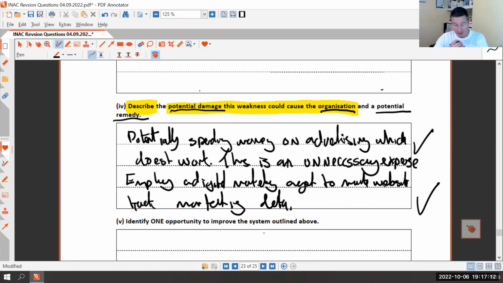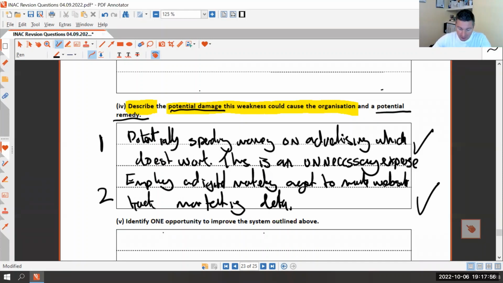I mean, there are other weaknesses in there as well. But you see here we've got one point, which is the potential damage to the organization. The potential damage is not that we can't track customer data. That is the cause of the damage. It is not the damage. The damage is wasting money on advertising. Well, no, that is one potential damage. There are others. And then the second point is employ someone to fix it, really. So we need someone to make the website able to track marketing data. And then you can see if you're wasting money or not, and you can check which campaigns work and which ones don't. Really that.